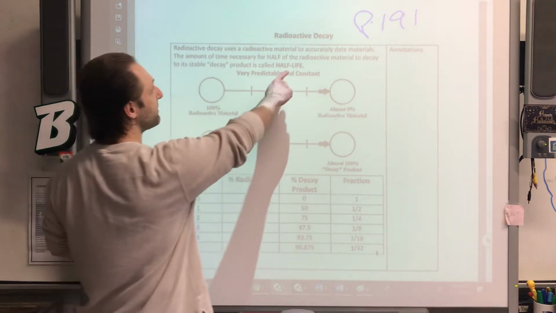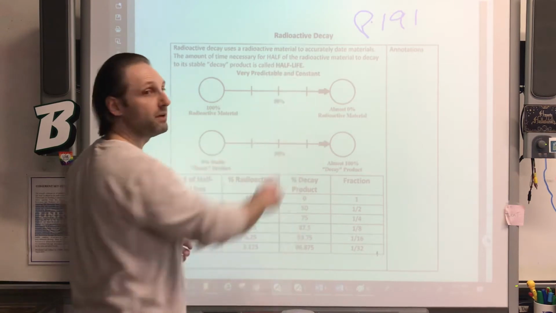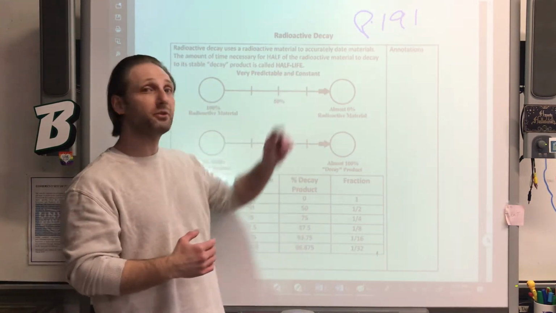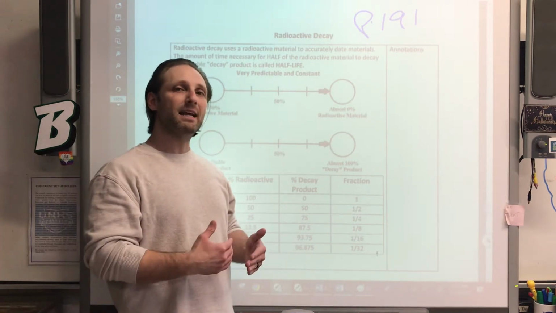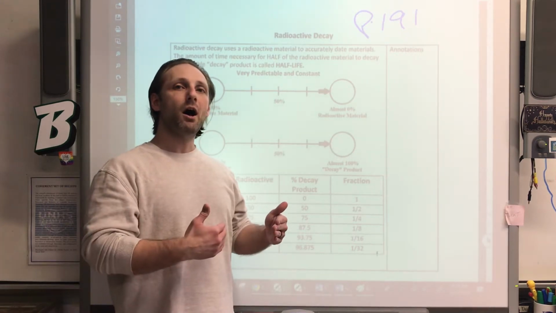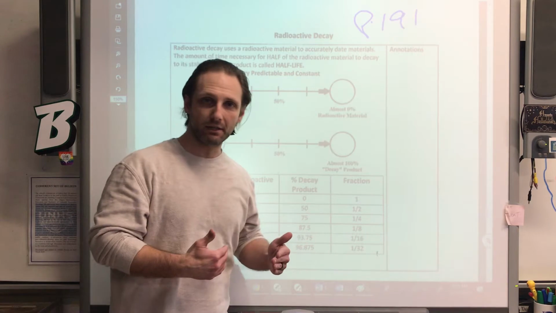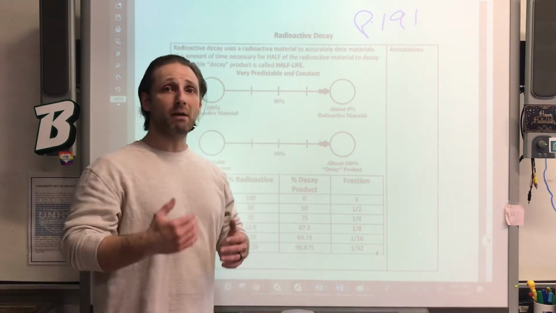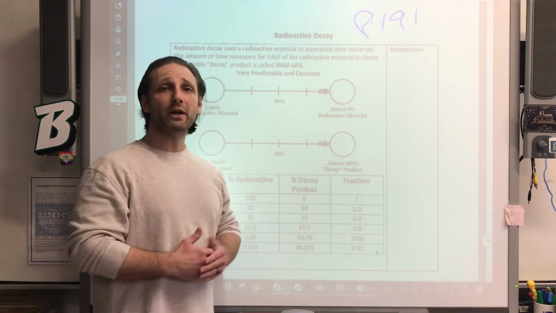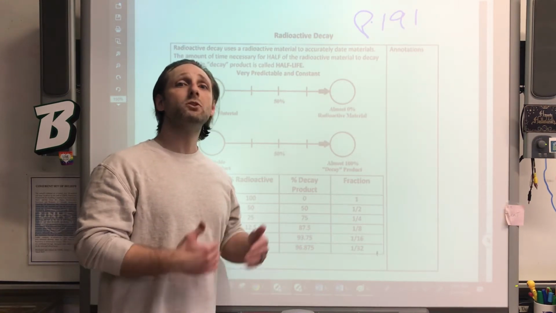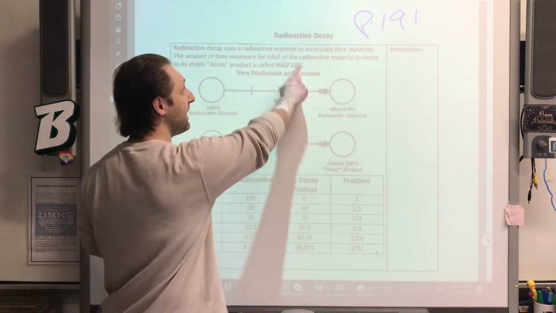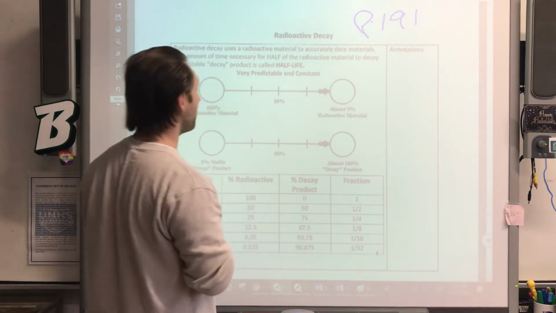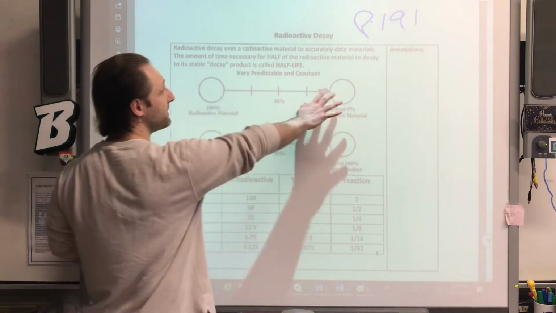So let's take a look here. We've got something that we need to learn called half-life. That is the amount of time it takes for half of a material's radioactivity to decay. Okay, so half-life is the amount of time half of the radioactive material needs to decay. And this time factor for different materials has a certain amount of time. So it's very predictable.